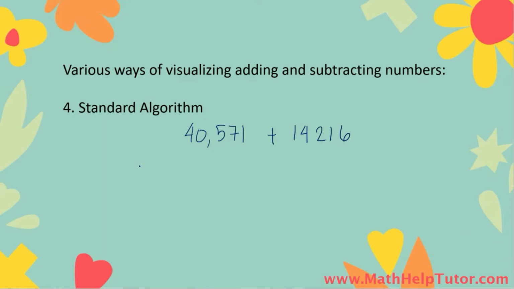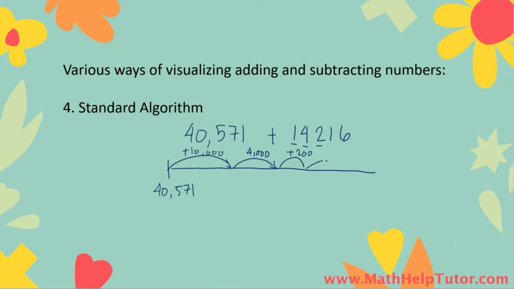Now, if we use the number line, it's also going to take us some time when we keep on jumping by thousands and hundreds and tens and then adding them all up just to perform this operation. So let's say we have 40,571 on the number line, and then we're going to jump by 10,000, and then we're going to jump by another 4,000, and then we're going to jump by 200, and then jump by 10, and then jump by 6, and then do the addition.